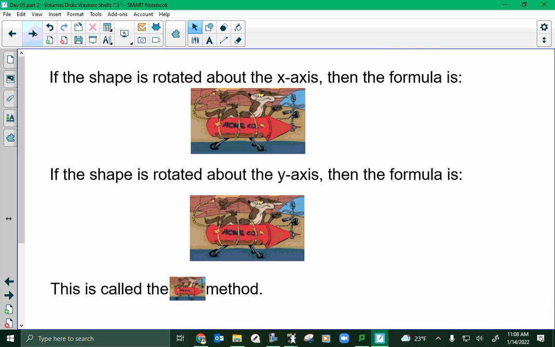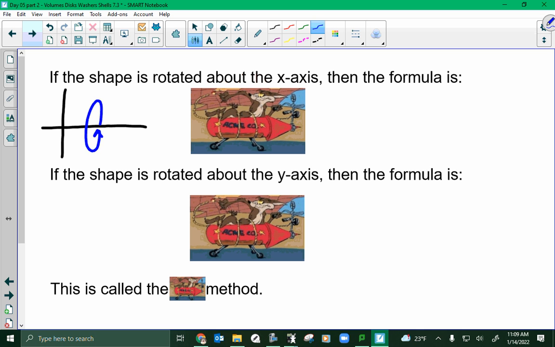Not bad. All right, here's where pulling it all together happens. This is the way I'm going to do it. This is how I'm going to remember it. If the shape is rotated about the x-axis, just like we did right here, we had a shape that's rotated around the x-axis, for volume.